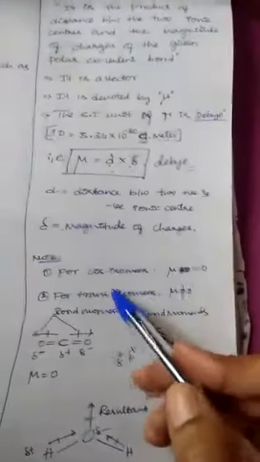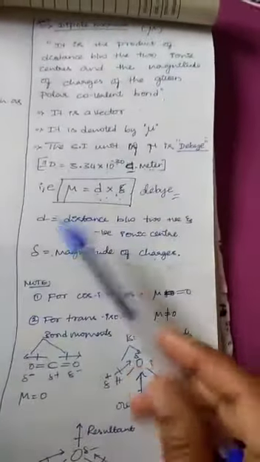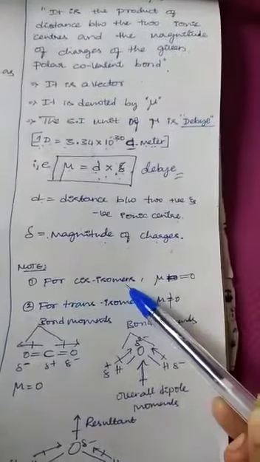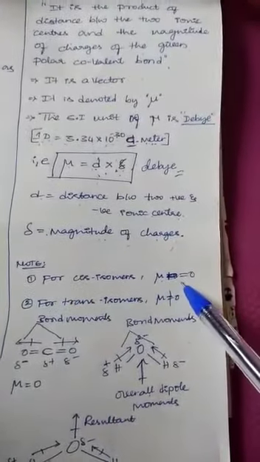Note, all polar molecules have a dipole moment. Note, for example, for cis isomers mu is equal to 0.